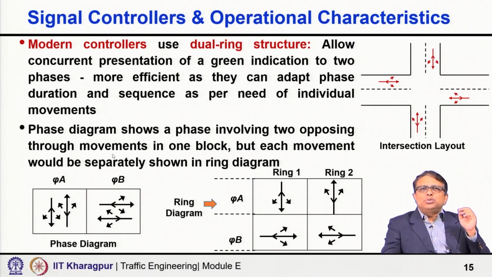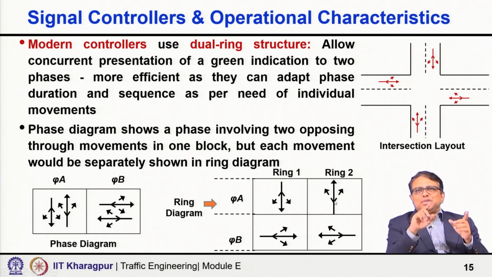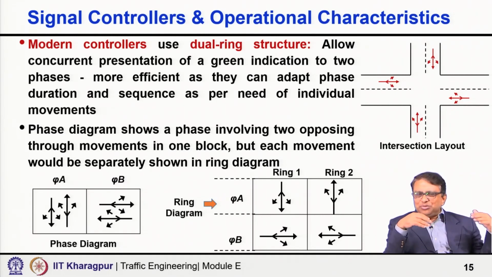Here is how the ring is distributed. In this case, vehicles approaching from north and vehicles approaching from south are both allowed in this phase, and they are controlled by two rings, ring 1 and ring 2. Same in the second phase, the vehicles approaching from east and from west are controlled by ring 1 and ring 2 respectively. So, that is what I have shown.